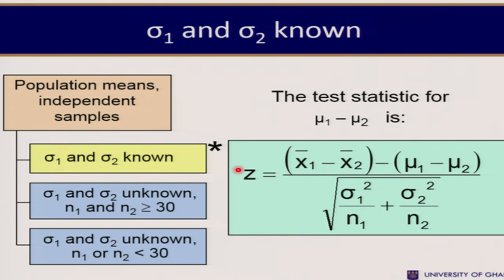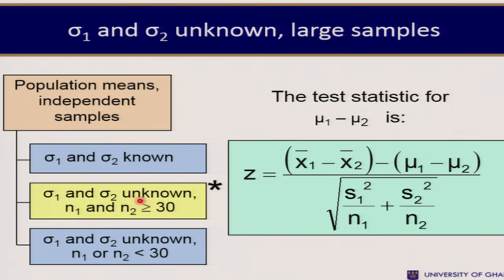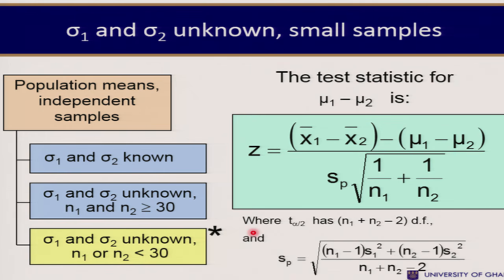Therefore, our test statistic for the situation where sigma 1 and sigma 2 are known is given as z equals (x1 bar minus x2 bar) minus (mu1 minus mu2) all over the square root of sigma 1 squared over n1 plus sigma 2 squared over n2. In situations where sigma 1 and sigma 2 are unknown but the sample sizes are large, we're still going to have our z to be (x1 bar minus x2 bar) minus (mu1 minus mu2) all over the square root of, this time replacing our sigma with the sample standard deviation, s1 squared over n1 plus s2 squared over n2.